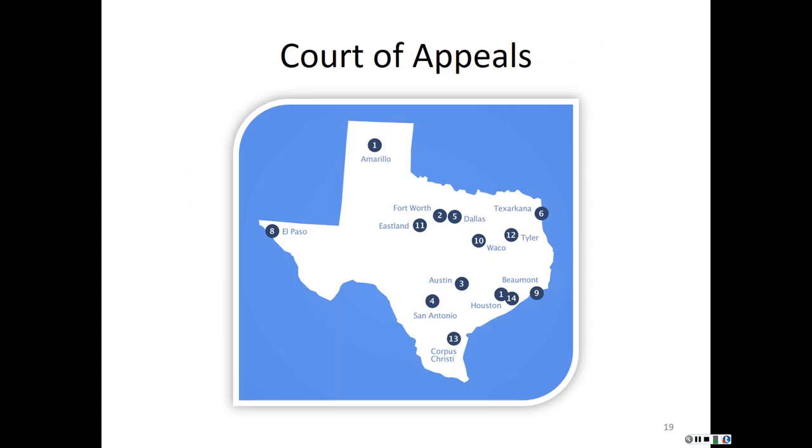Middle level, courts of appeals. I took this slide from a book and I love it because it does a really good job of telling you the physical locations of the court. It does a really bad job because there's a typo on here. Can you look on this map and tell me what the typo is?